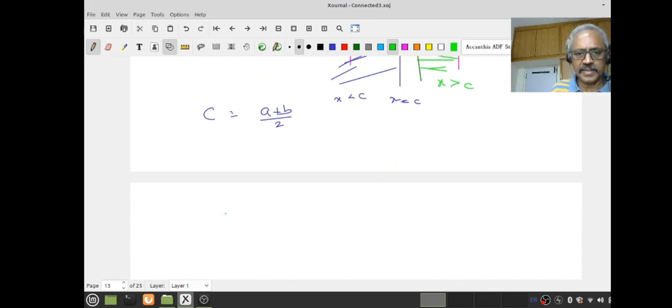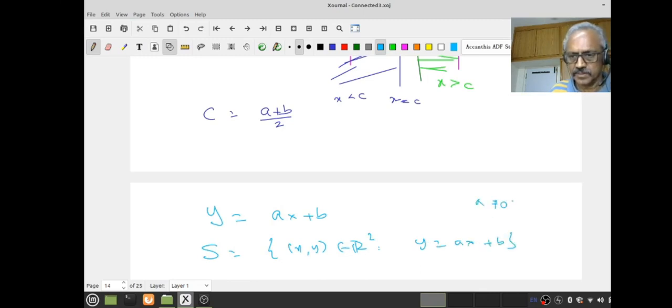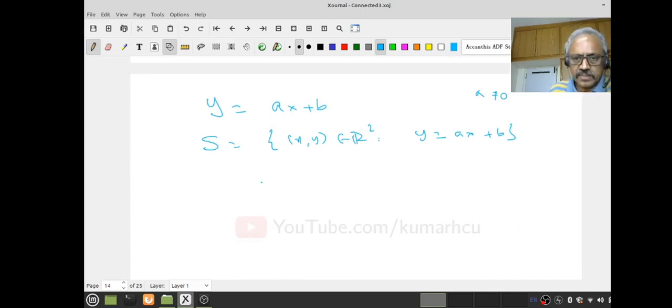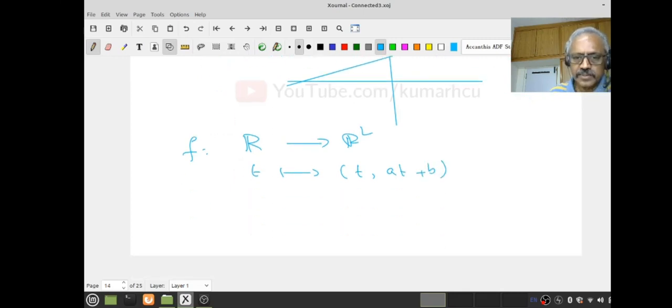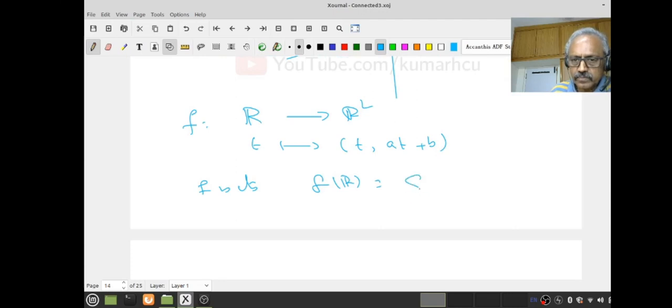And similarly, suppose I take a line y equal to ax plus b. That is, the subset is the set of all (x, y) in R2 such that y equal to ax plus b, and let's assume a is not zero. This is a straight line. I claim this is connected. Why? It looks as good as a line. So how do I prove that? By using a continuous function again. Let us look at f from R to R2, t going to (t, at plus b). This function is continuous and f of R is the line. Therefore S is connected. So go through these examples.